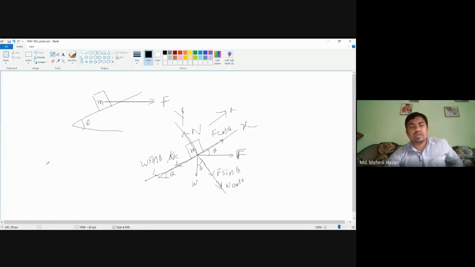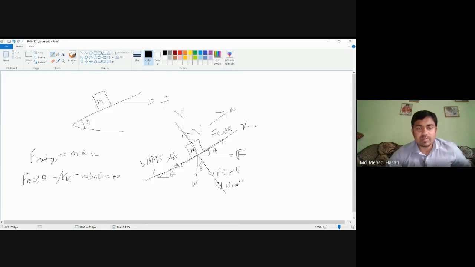Now if we put in the second law, net force along the x-axis is equal to m a x. In that case F cos theta is positive because it is working in the positive x-axis, and Fk and W sin theta are negative because they are working in the negative x-axis. So F cos theta minus Fk minus W sin theta equals m a. Here the acceleration along the x-axis is the total acceleration, and the acceleration along the y-axis is 0 because there is no movement along the y-axis.